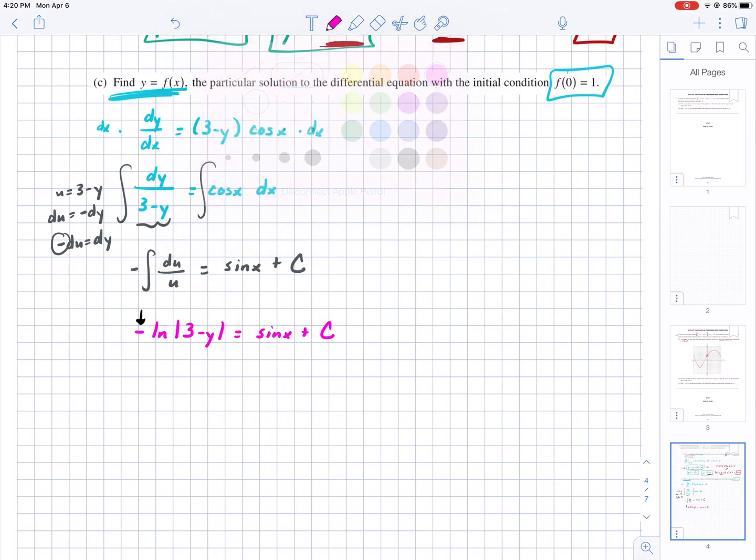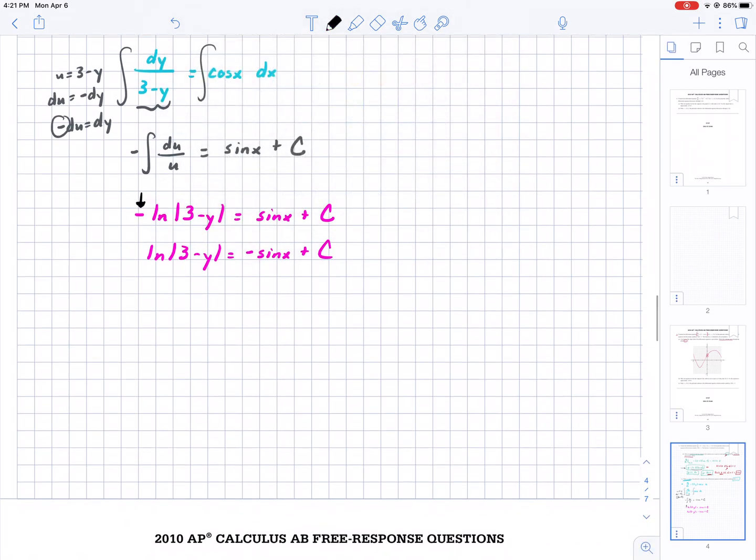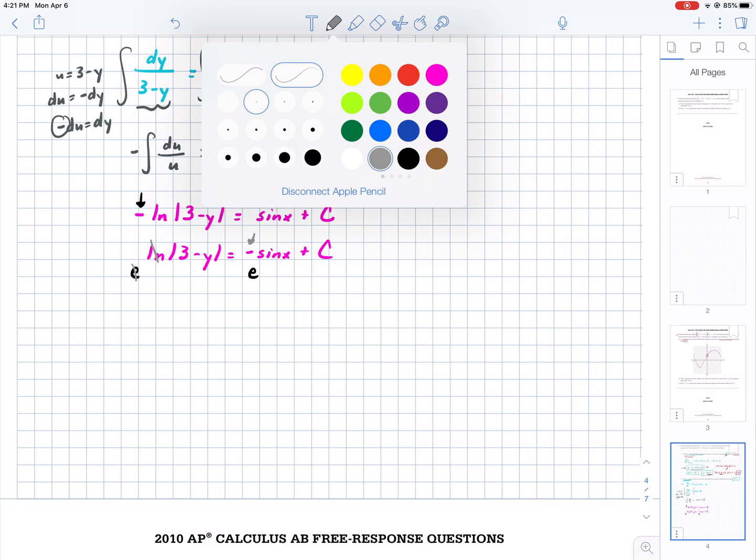So you cannot exponentiate until you get rid of the negative. So let's do natural log of 3 minus y is equal to a negative sine of x, and then plus c. Minus c doesn't really matter, right? I'm going to be able to solve for that c later on down the line. Now let's exponentiate. So e to that and e to that. Now, because these are right next to each other, they will reduce. I still have a negative over here, but remember, I'm trying to reduce e with ln. Now I can do that.